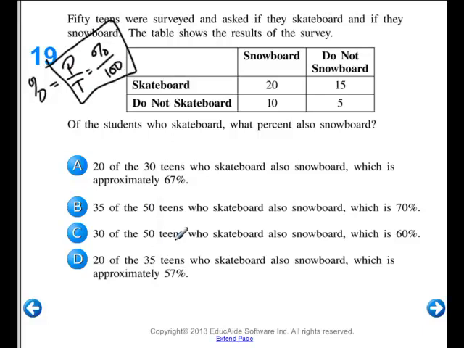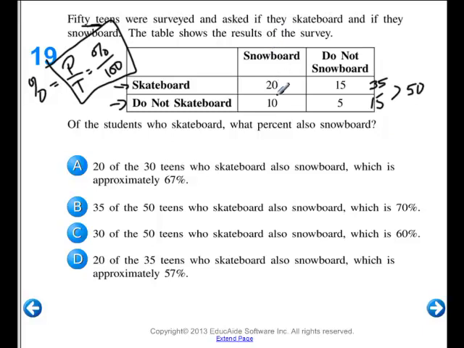So one of the ways to make a frequency chart a little easier is to get the totals. We know there's 50 teens surveyed. So first of all, let's go right here and go skateboarding. So skateboarding, I have 20 who snowboard and 15 who don't. So there's 35 total kids who skateboard. Okay, how many don't skateboard? 10 and 5. You'll notice 35 and 15 makes my 50 total. I need that to happen. Now let's look how many who snowboard.